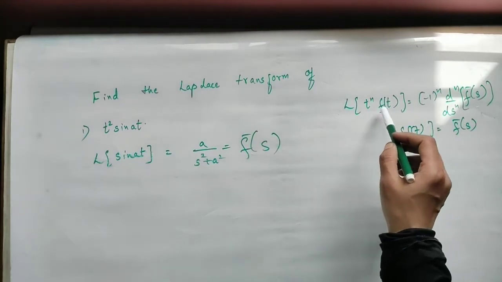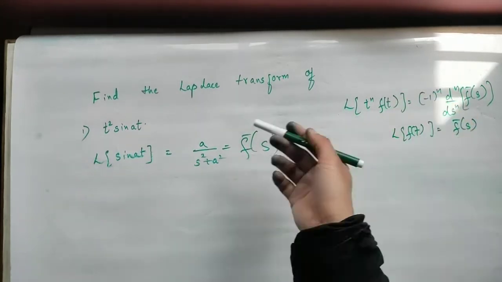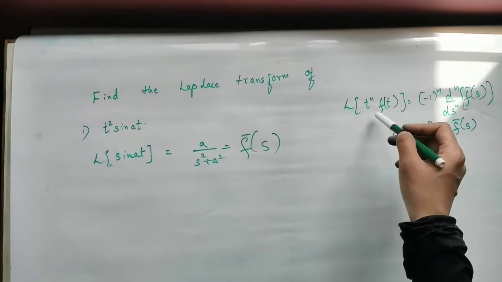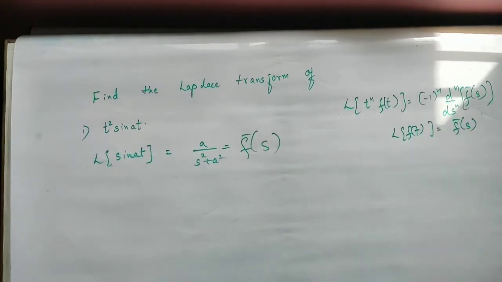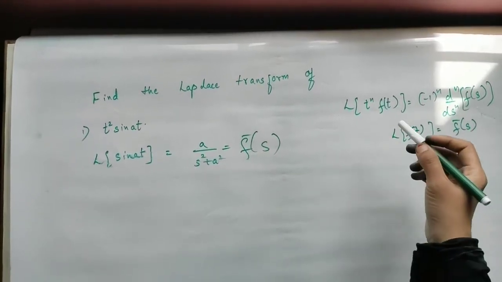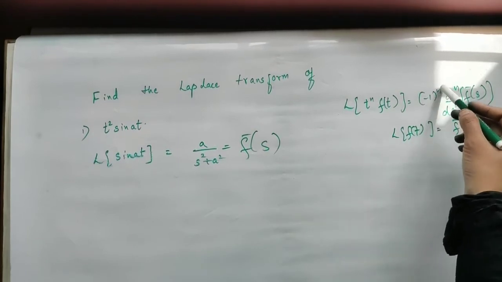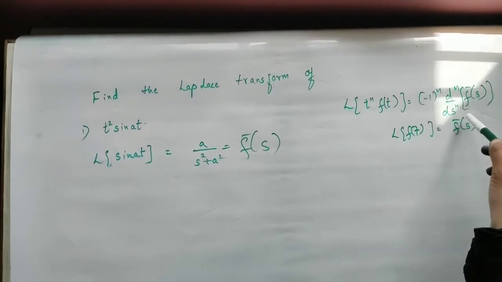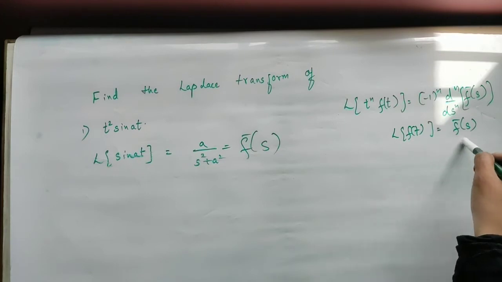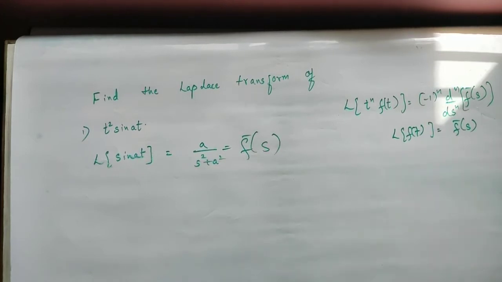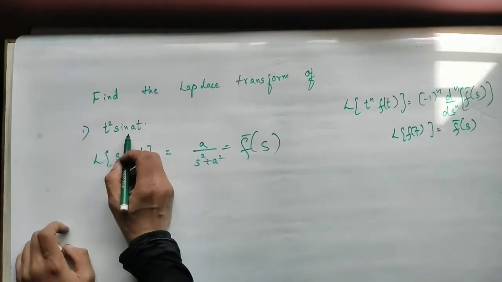See, the Laplace transform of t raised to n into f of t. Obviously, the second property is useful for it. So the Laplace transform of t raised to n into f of t, you all know it very well. By the property, it is given to be minus 1 to the power n, nth derivative of f bar of s. This f bar of s is nothing but the Laplace transform of f of t here. So here in place of f of t you have got sine at.